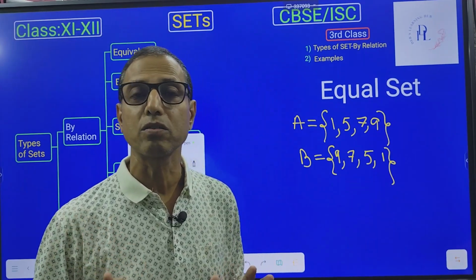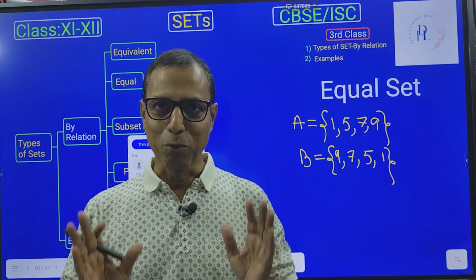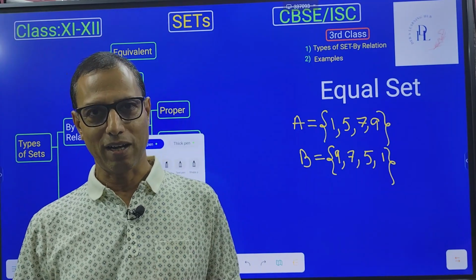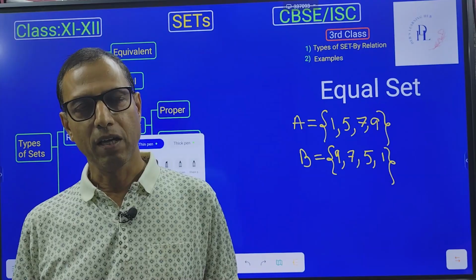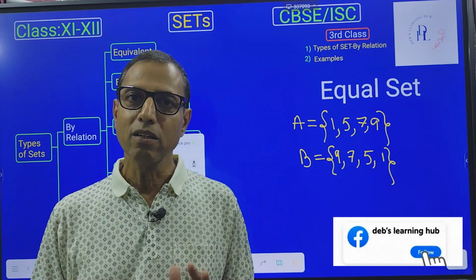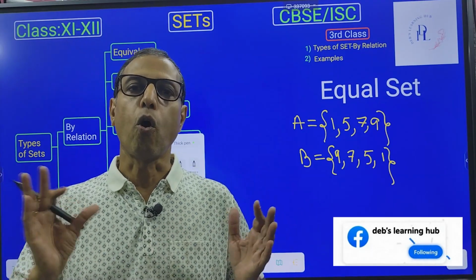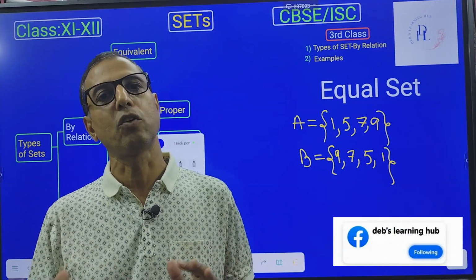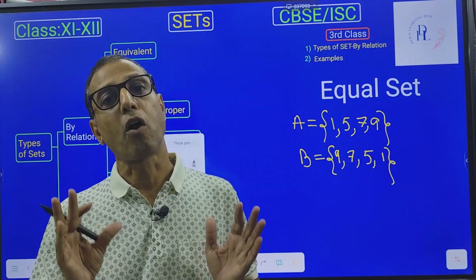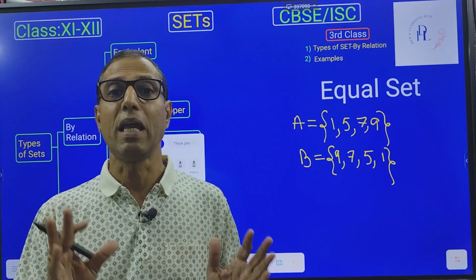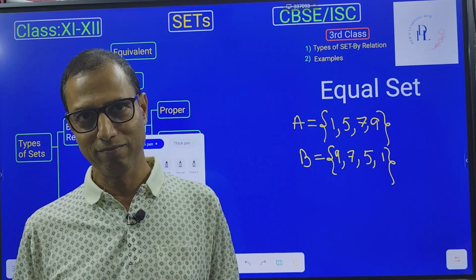Got it? So what do you understand? If two sets are equivalent, it doesn't mean they have to be equal, but if two sets are equal, then they are definitely equivalent. So all equal sets are equivalent, but all equivalent sets are not necessarily equal. May be equal, may not be equal. Got it?